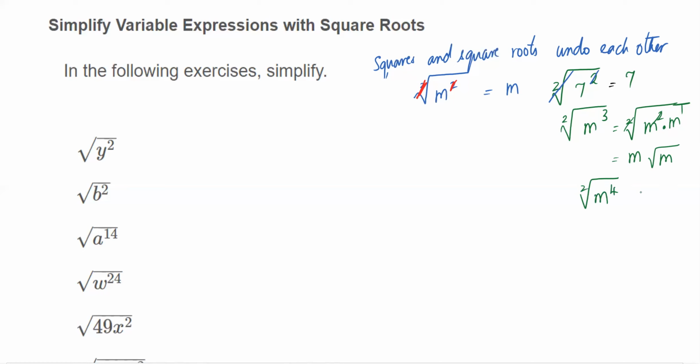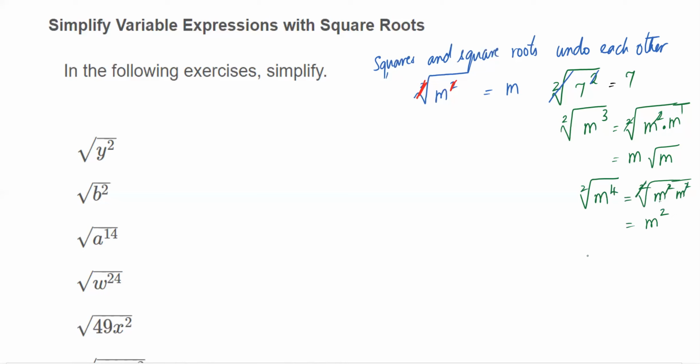How do you handle this? Well, we cannot handle this directly, because they don't match. But we do have an easier solution because the power is even, right? So you can think of this as m squared times m squared, right? So that the root cancels that, the root also cancels that. So you have two m's there, so the answer comes out as m squared, m times m.